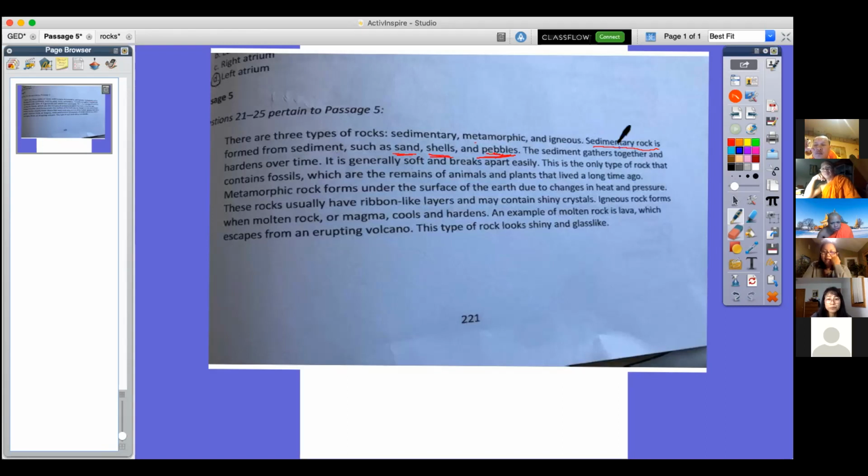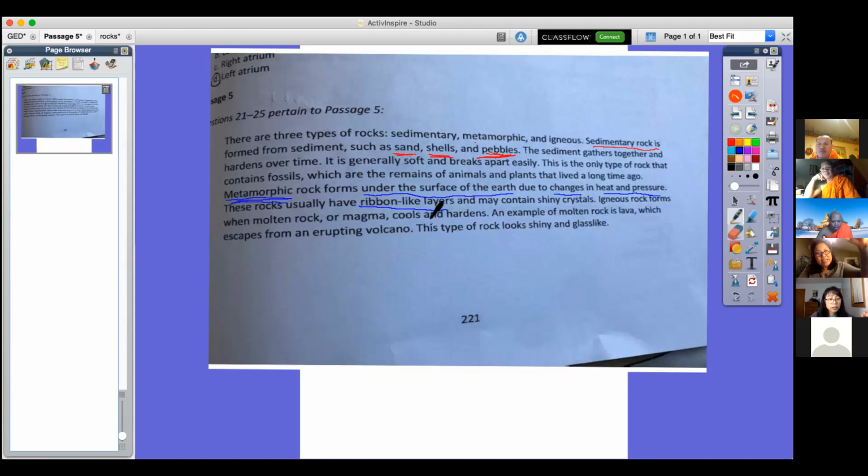Okay, now let's go to metamorphic rock. Metamorphic rock forms under the surface of the earth due to changes in heat and pressure. These rocks usually have ribbon-like patterns. What's ribbon-like? Yeah, okay.